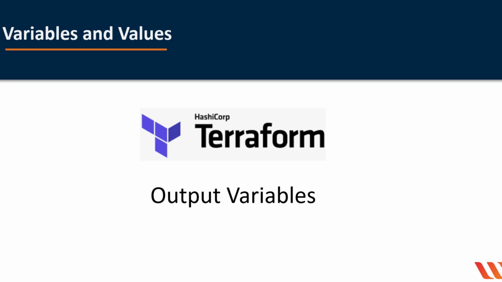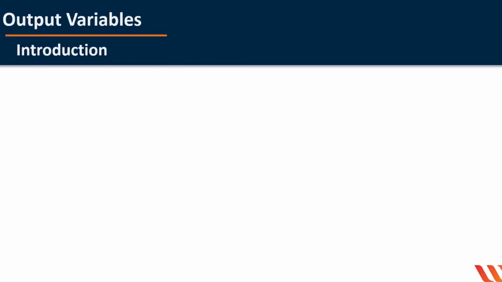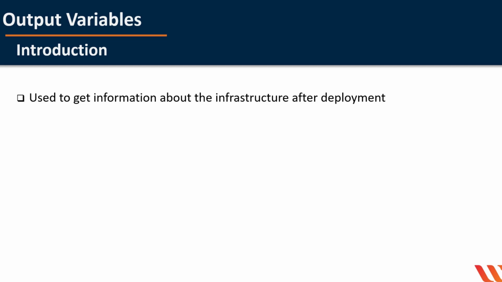In this video, we will learn about output variables, which are used to get information about the infrastructure after deployment. These are useful for passing on information back to the Terraform user, information such as the IP address of the instance for connecting to the server, etc.